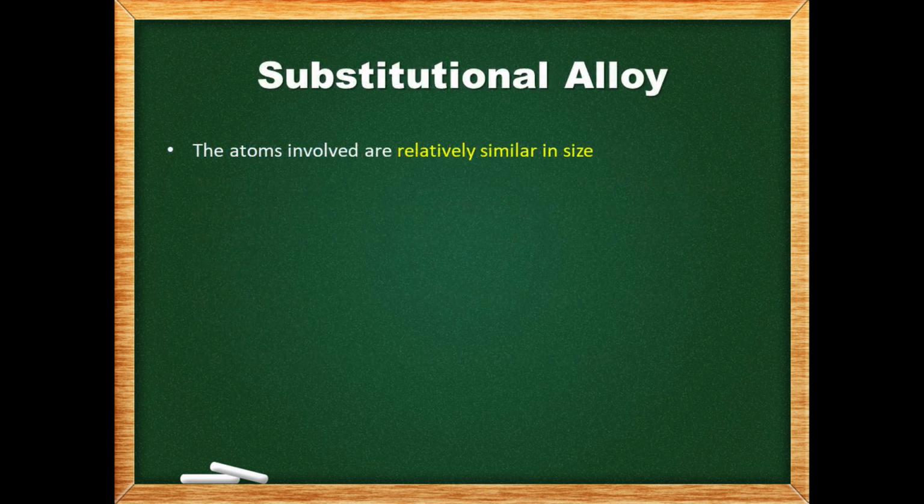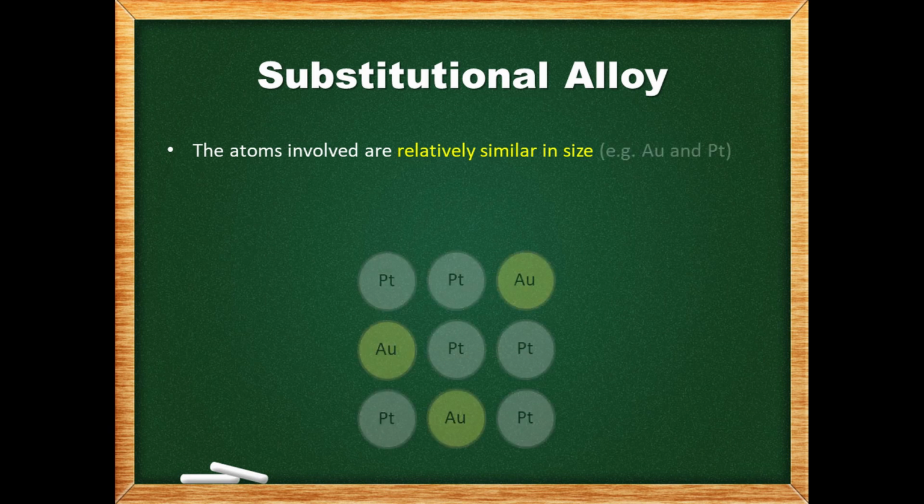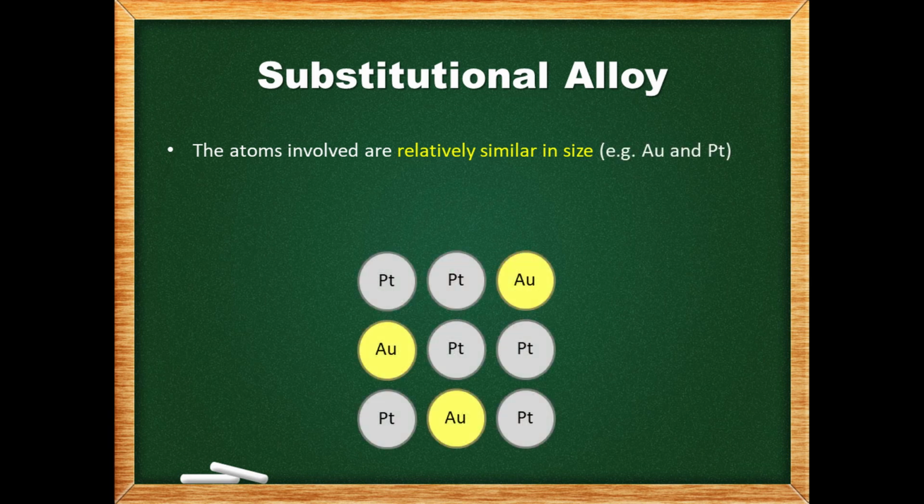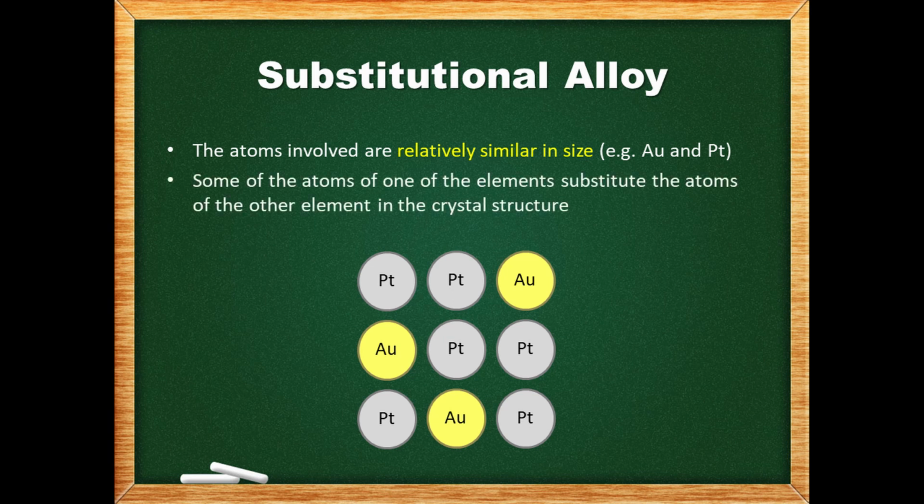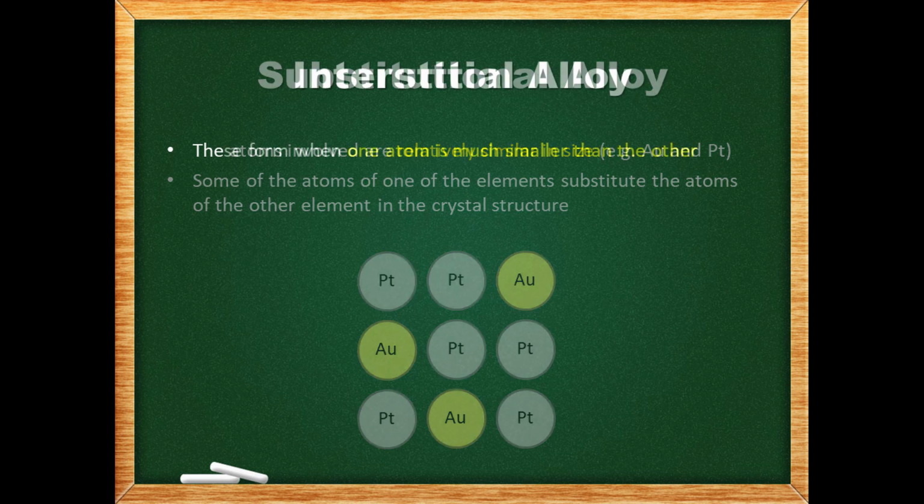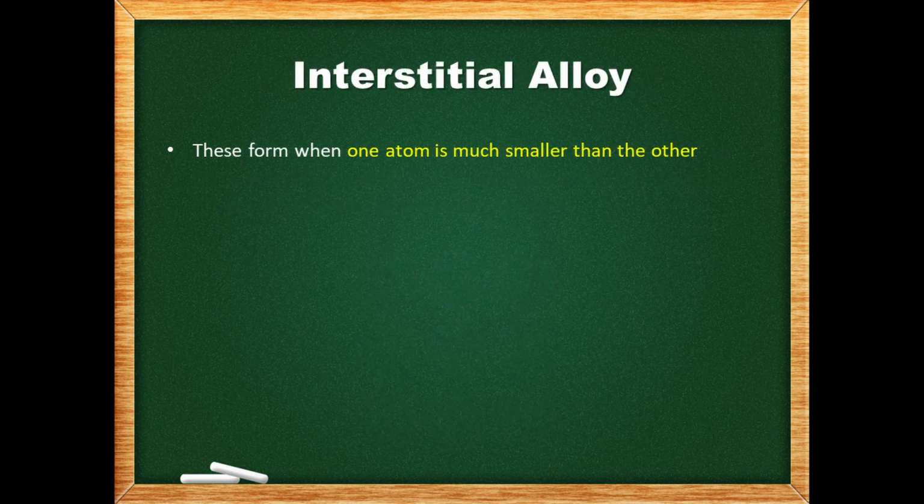First, we'll look at substitutional alloys, which involve atoms of relatively similar size. An example is an alloy of gold and platinum, which is one type of white gold. Notice how some of the atoms of one of the elements substitute the atoms of the other element in the crystal structure. Another type of alloy are interstitial alloys, which form when one atom is much smaller than the other.